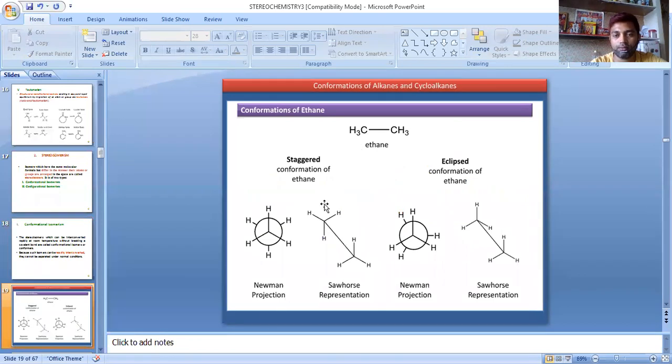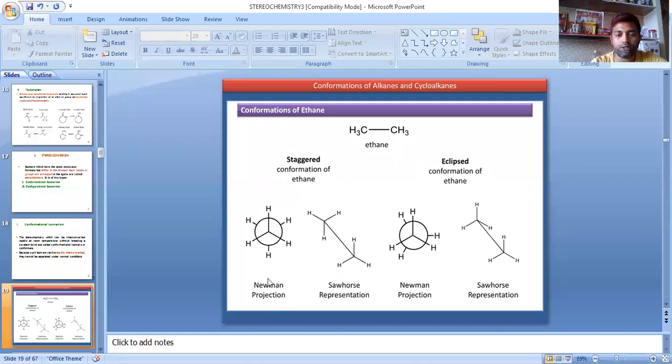This is ethane. This is the Newman projection, staggered conformation of ethane, and this is the eclipsed conformation of ethane. It is the same molecule, but it exists in many isomeric forms, and those are conformational isomers or conformers. The first one is the staggered conformation.